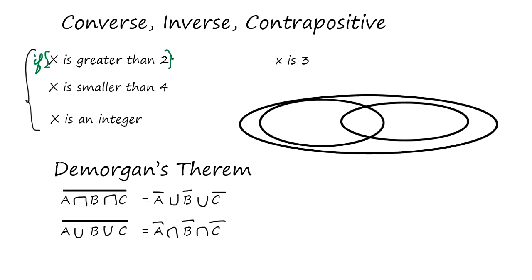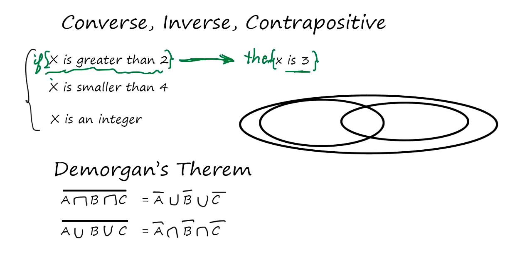If x is greater than 2 is true, then x is 3. This is not correct because if it's greater than 2, it can be 4. For 4, x is 3 doesn't hold. But this is a necessary condition, right? X has to be greater than 2 because x is 3.